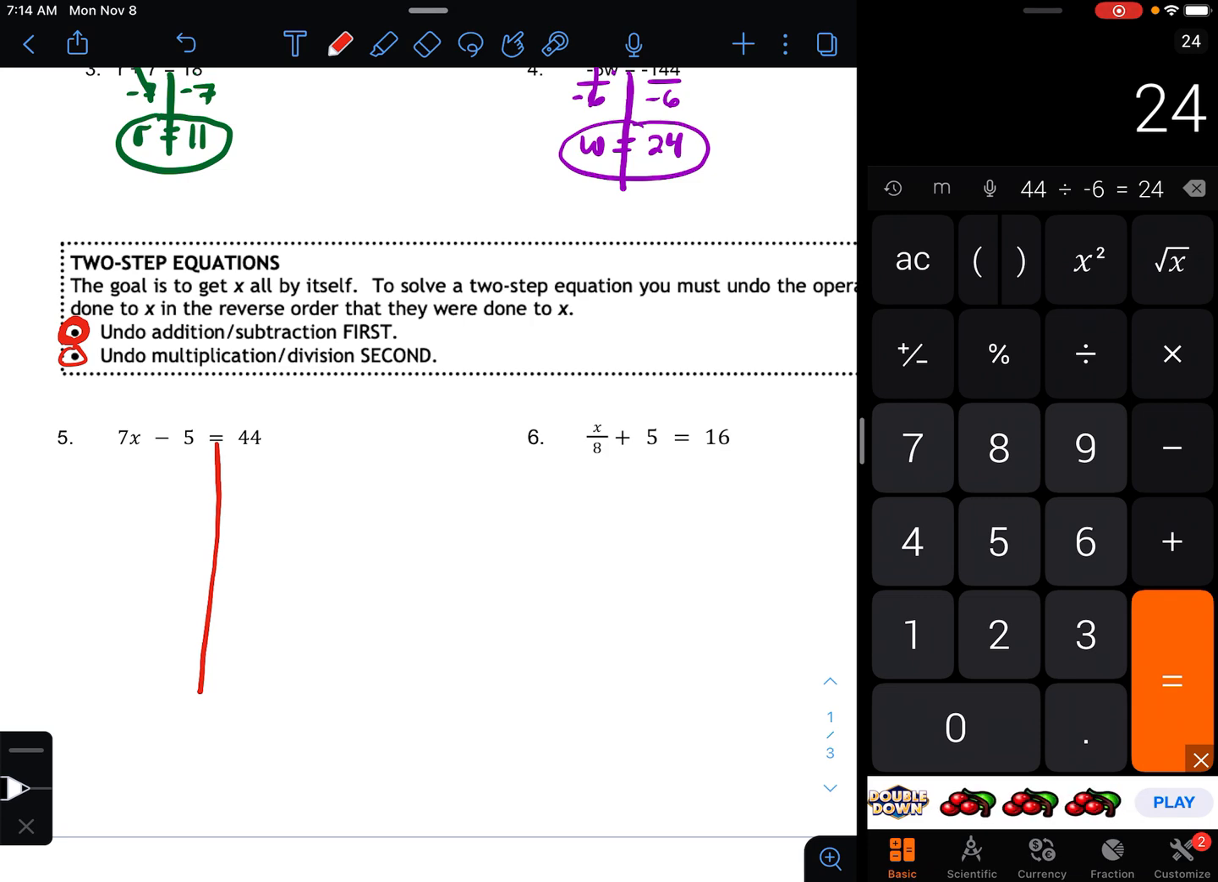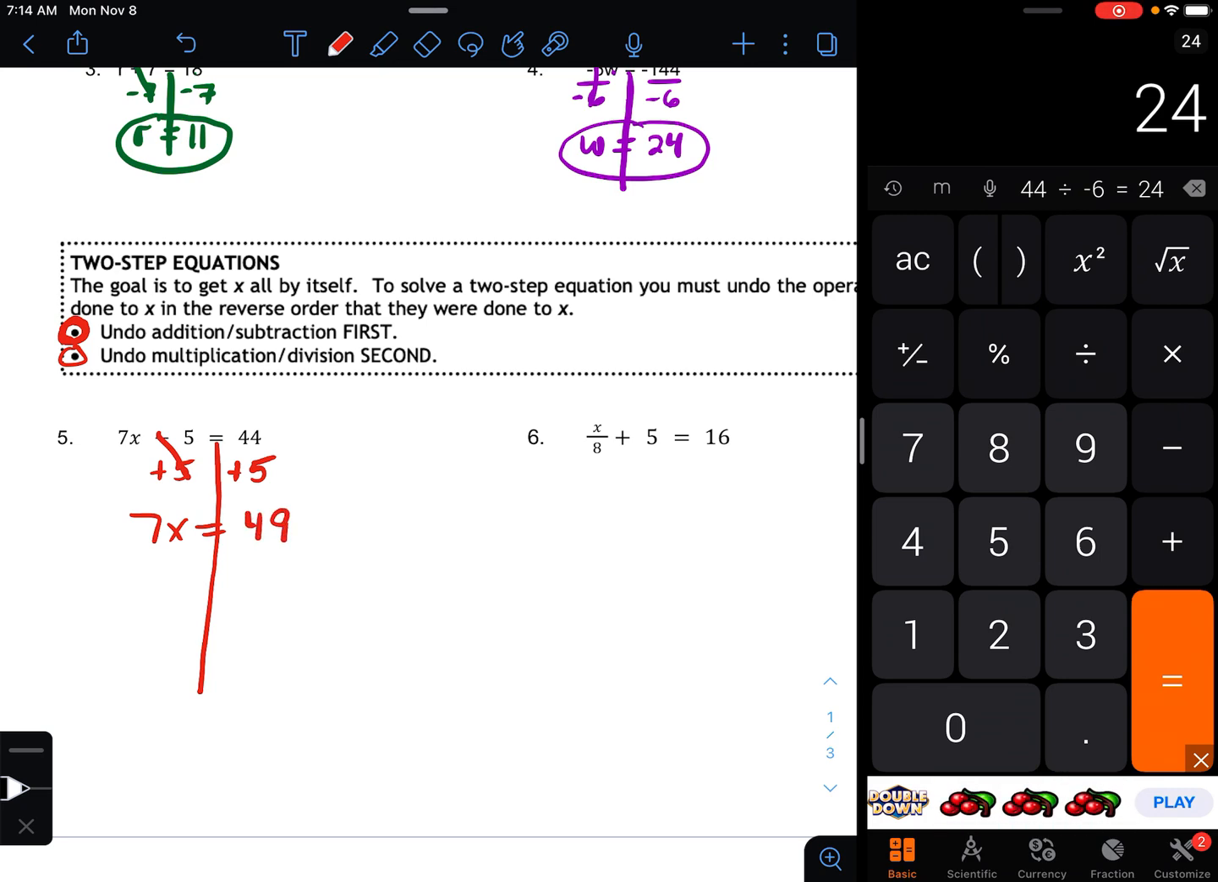I see a subtracting of 5, so the opposite will be to add 5. So 7 times some number minus 5 equals 44. Again, you could try to plug some numbers in here and see if you can figure out what that is, but let's start off by undoing the subtraction. And we will add 5 to both sides of the equation, bring down what's left. We have a positive 7x, and then 44 plus 5 is 49.